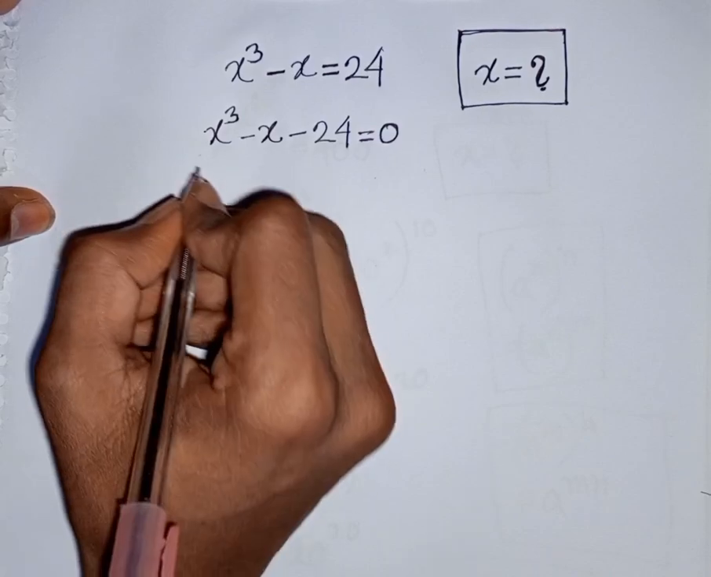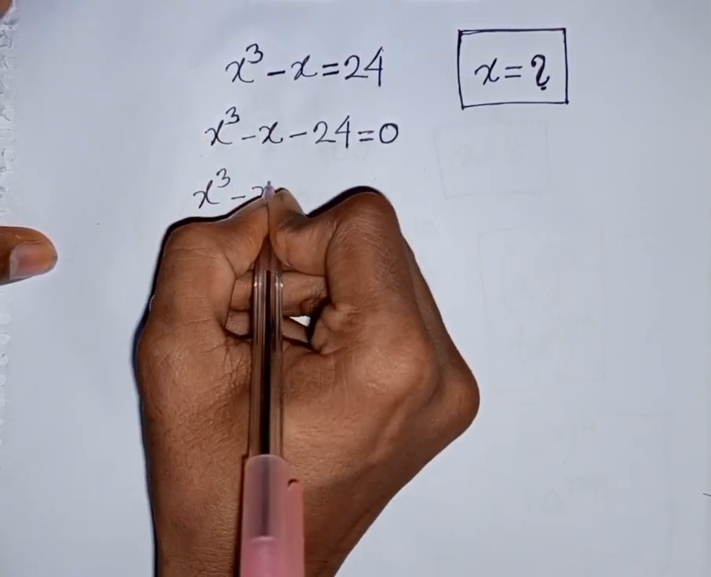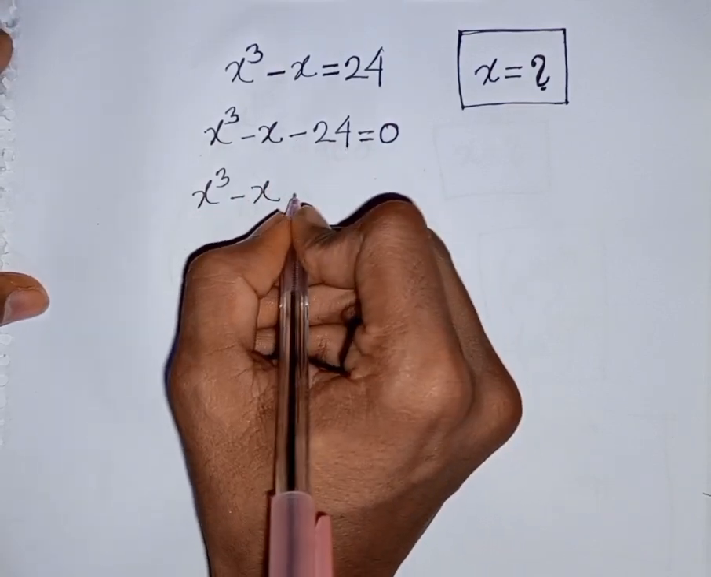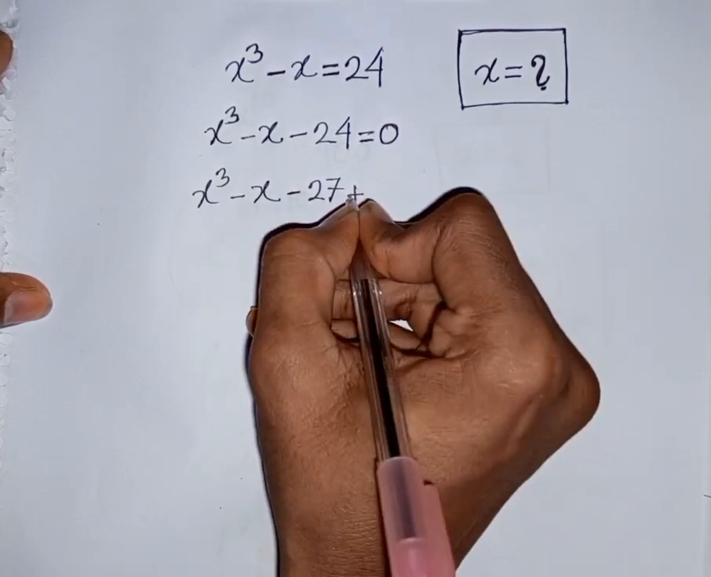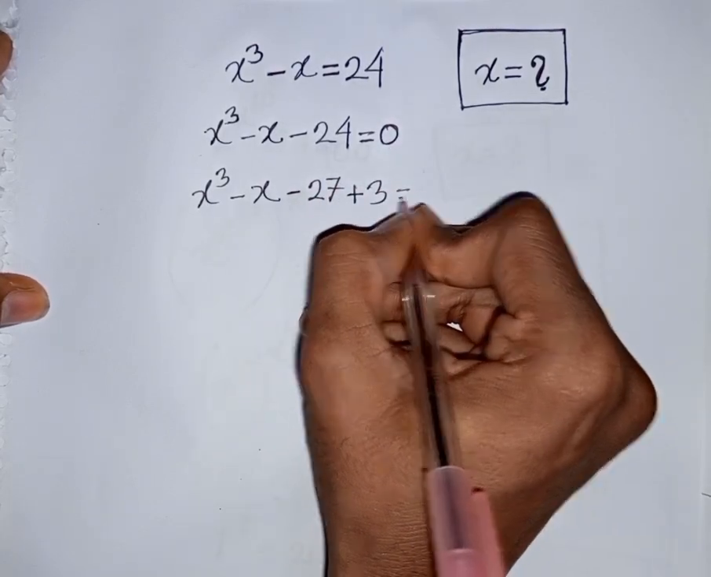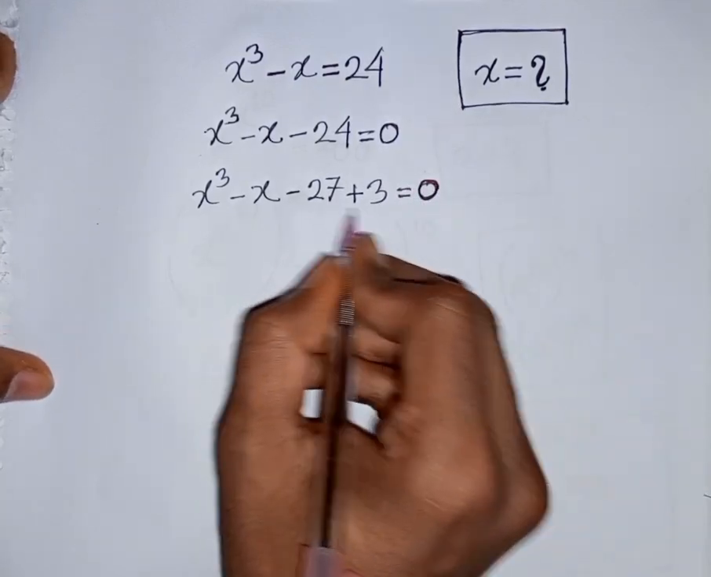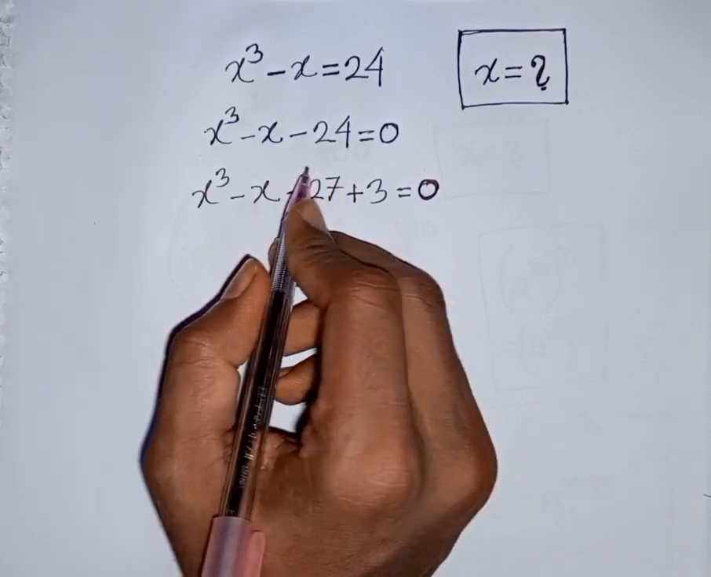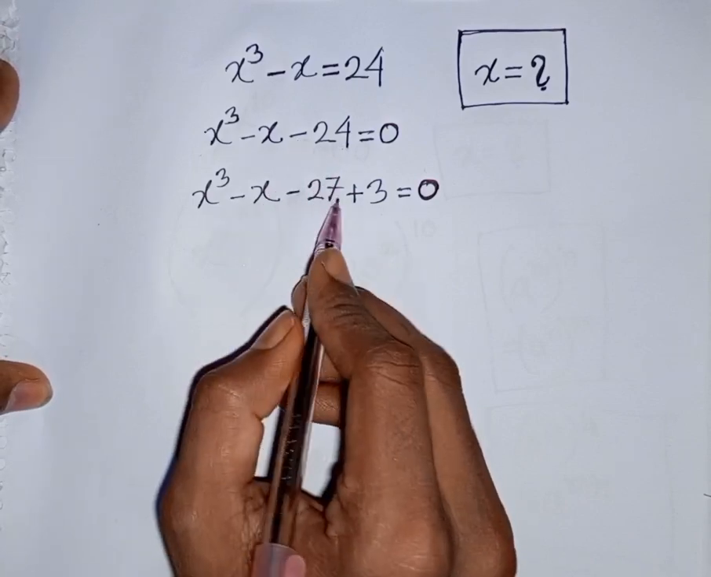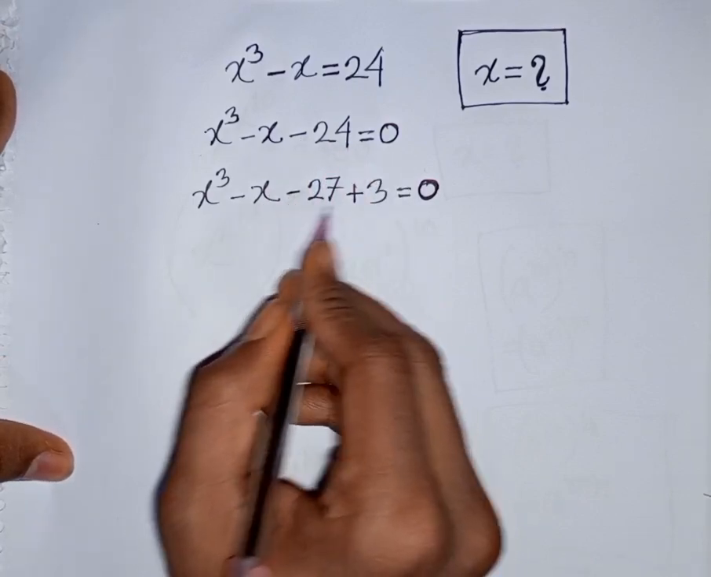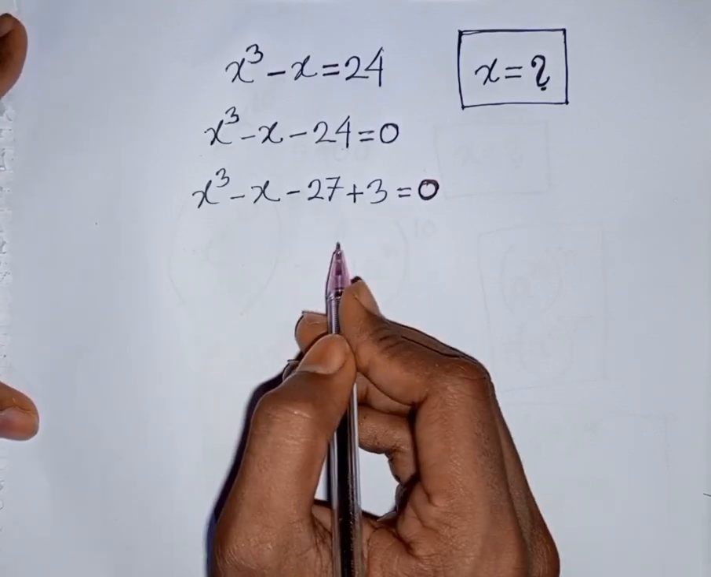Now you can write here x cube minus x, then minus 24 can be written as minus 27 plus 3, then is equal to 0. How to understand this? Pay attention here. The nearest cubic number of 24 is 27. So you can write here minus 24 is same as minus 27 plus 3. Most of the time you can understand such as this process.